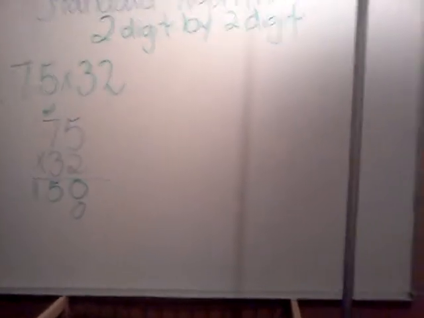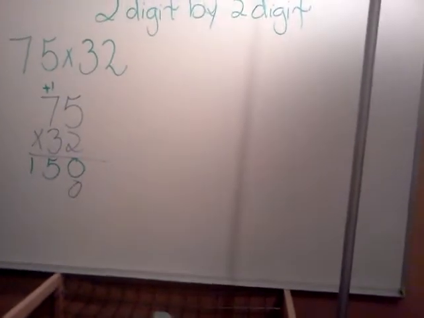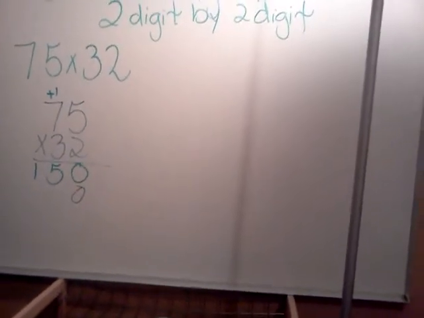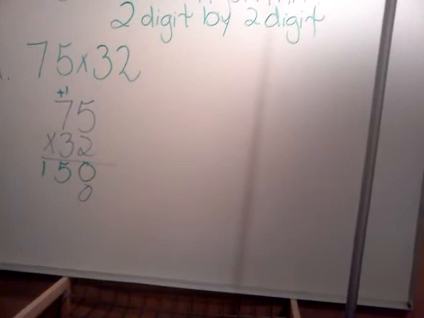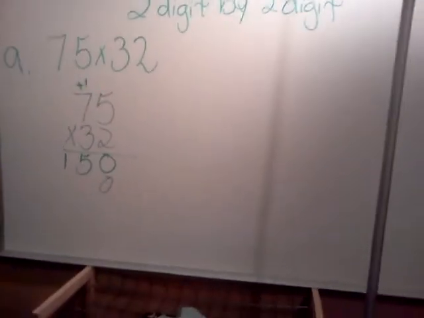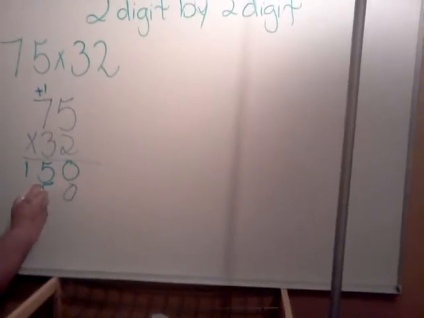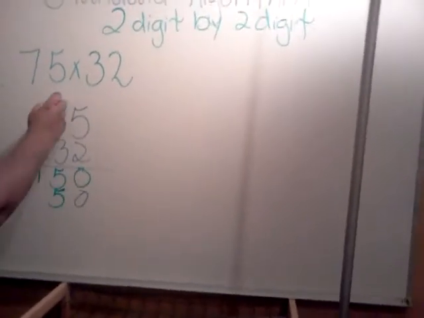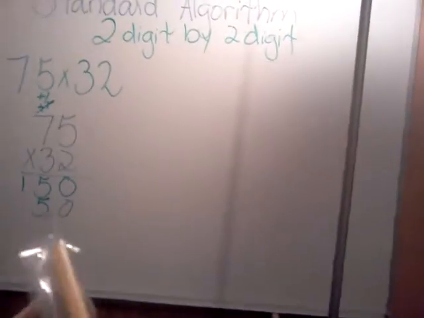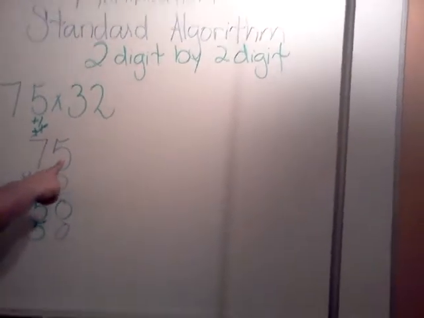What two numbers are we going to multiply together first? You should have said 3 and 5. What's the product of 3 and 5? 15. How do we write that 15? We're going to put our 5 in the tens place. We're going to regroup that 1 to the tens place. We just multiplied tens times the ones.